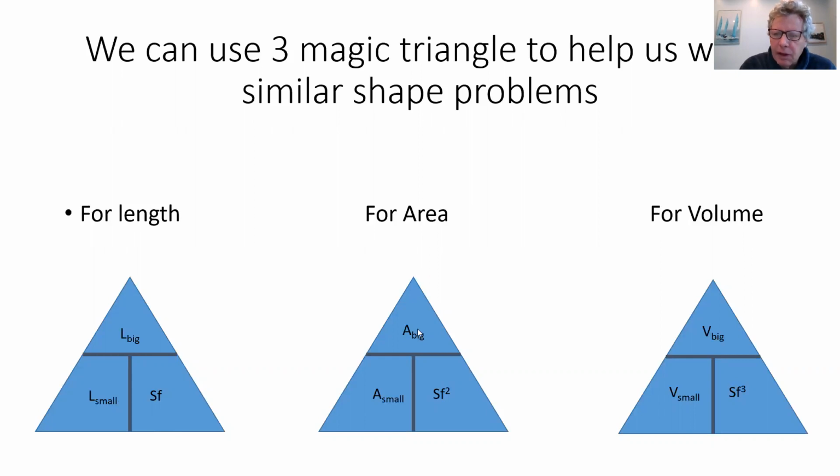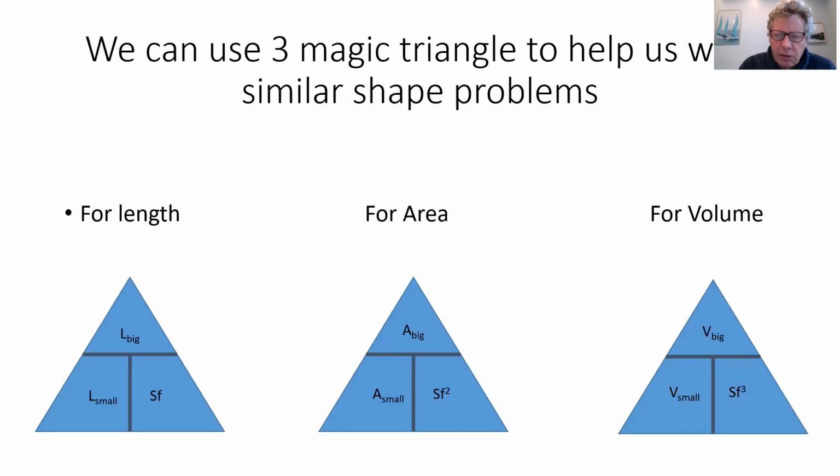Then we look at area. The area of the big shape is just the area of the small shape times that scale factor squared. And for volume, the volume of the big shape will be the volume of the small shape times the scale factor cubed. All these problems essentially meant looking at the information given, putting it into one of these magic triangles, and finding the scale factor. Then once we found the scale factor, you'd be asked to find something else using it. So the problems were basically magic triangle based: find the scale factor, use the scale factor.